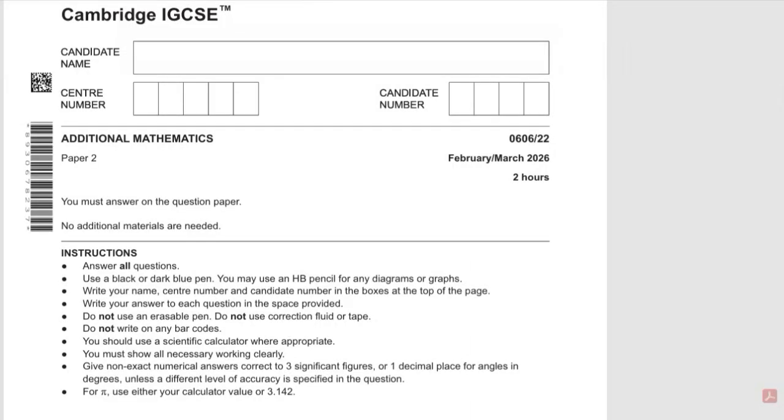Ladies and gentlemen, today we are going to solve the March 2026 Paper 2-2 for the IGCSE Additional Mathematics. Both Cambridge 0606 and 4037 Additional Mathematics have the same exam. I'll go through every question step by step, explain the working clearly, and also point out common mistakes students should avoid in the exam. So grab your calculators, your paper, and let's get started.